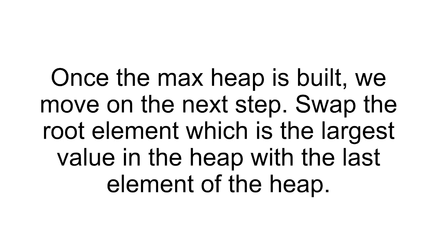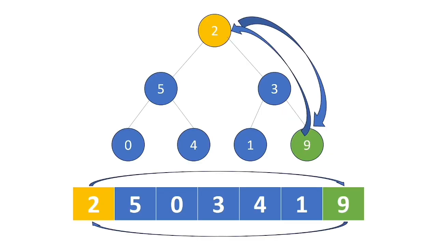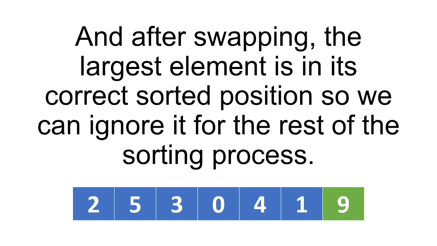Once the max heap is built, we move on to the next step, which is swapping the root element, which is the largest value in the heap, with the last element of the heap. As you can see, we swap 9 to 2. After swapping, the largest element is in its correct sorted position, so we can ignore it for the rest of the sorting process. Number 9 will remain at the last index or last position of the array.